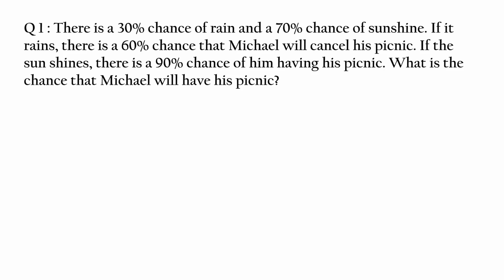So let's begin by writing down the probabilities. The probability that it will rain is given as 0.3. The probability of sunshine is 0.7. The probability that Michael will cancel his picnic given that it rains is equal to 0.6, and the probability that Michael will have his picnic given that there is sunshine is equal to 0.9.